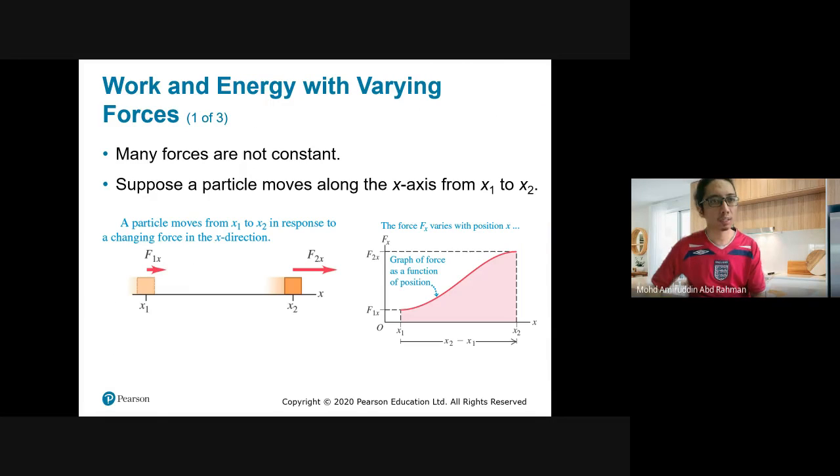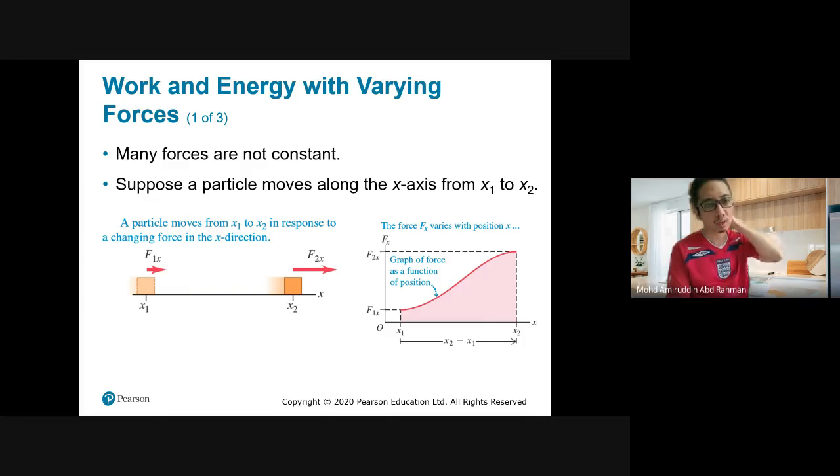Okay, now we consider work and energy with varying forces. Many forces are not constant. Suppose a particle moves along the x-axis from x1 to x2 in response to a changing force in the x direction.